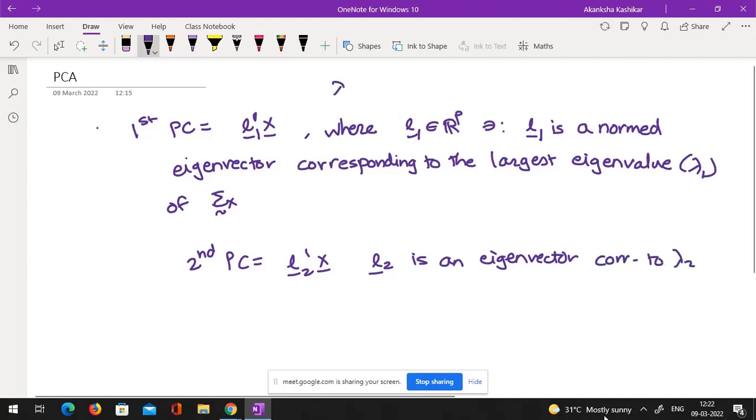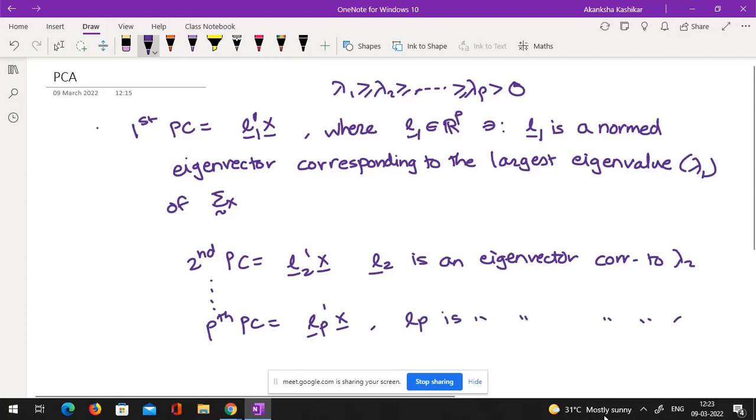So we had already seen that lambda 1 is largest, lambda 2 and so on, lambda p, and all of them are non-zero. Actually all of them are positive. Is it okay? So the second PC turns out to be this, and in general I can have the pth PC as LP prime X, where LP is an eigenvector corresponding to lambda p.